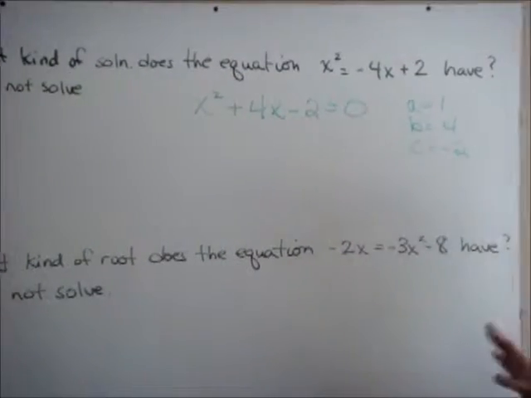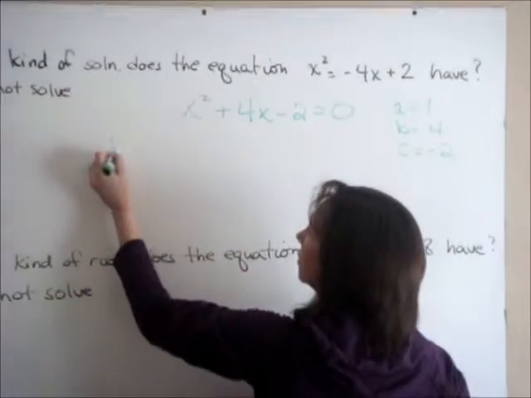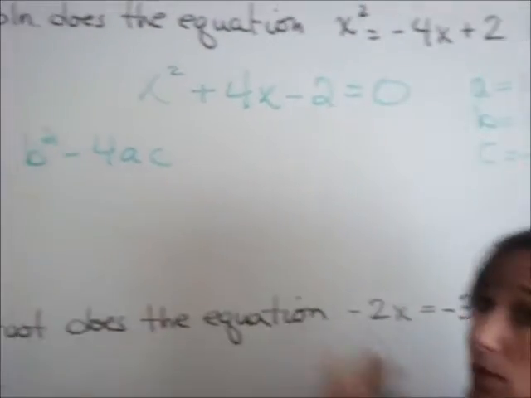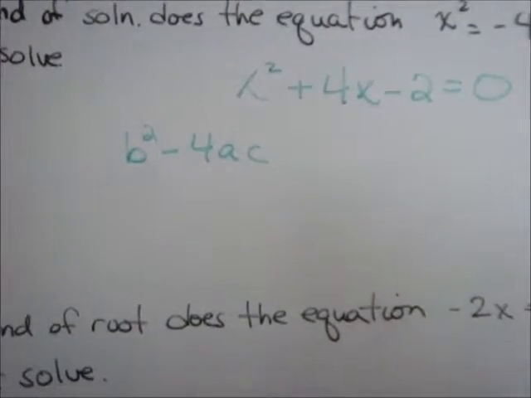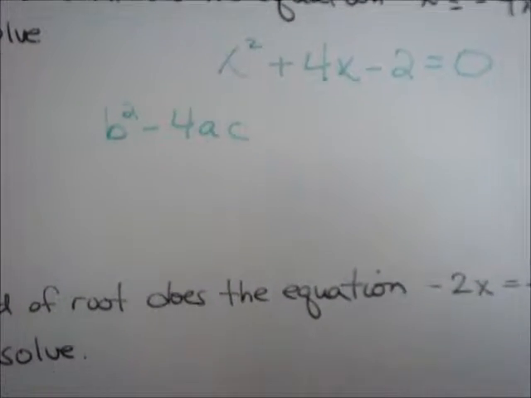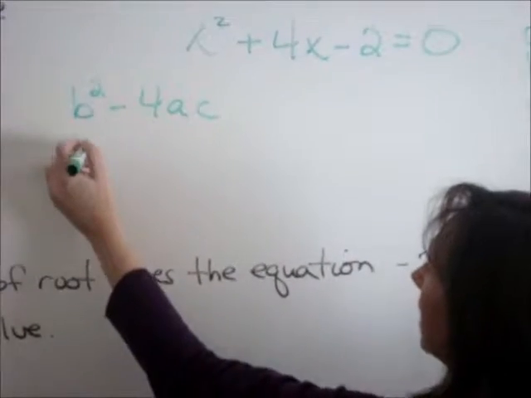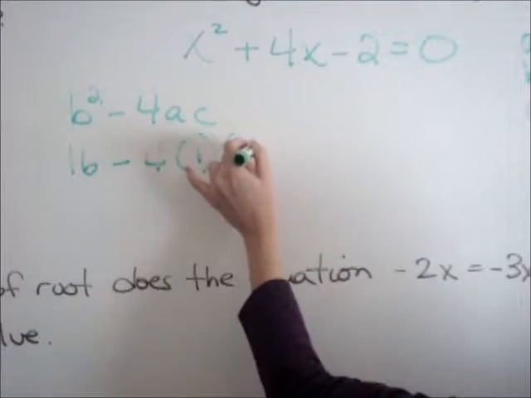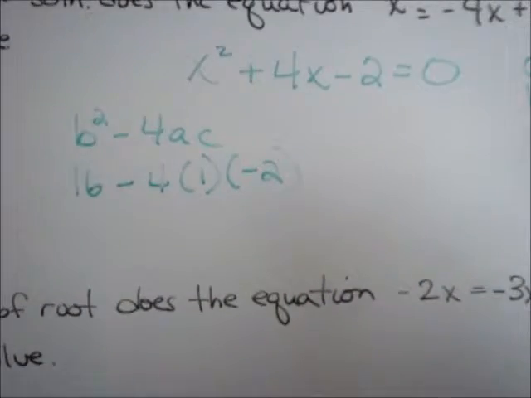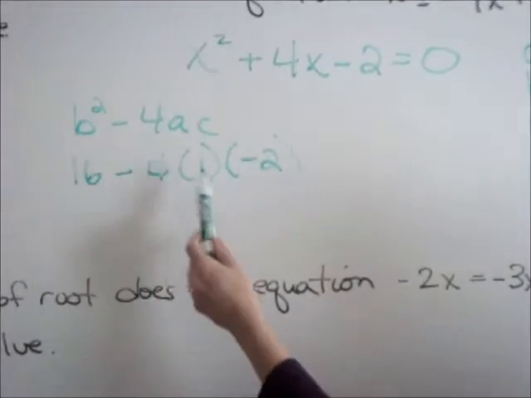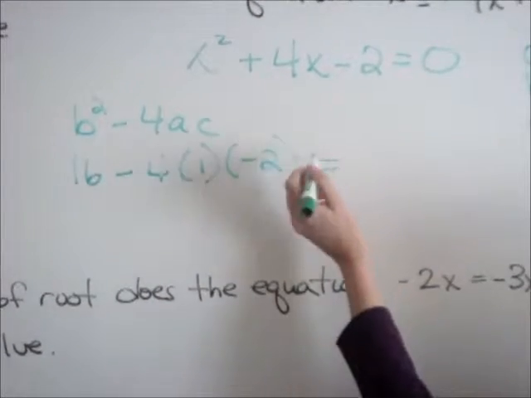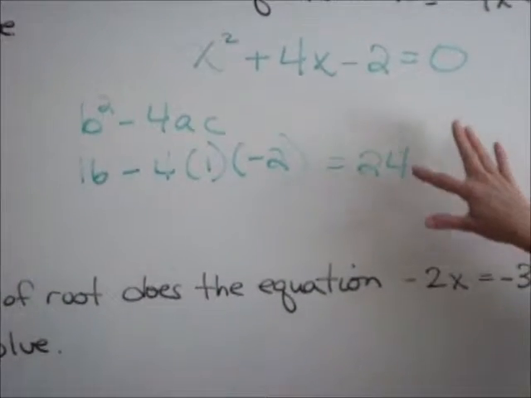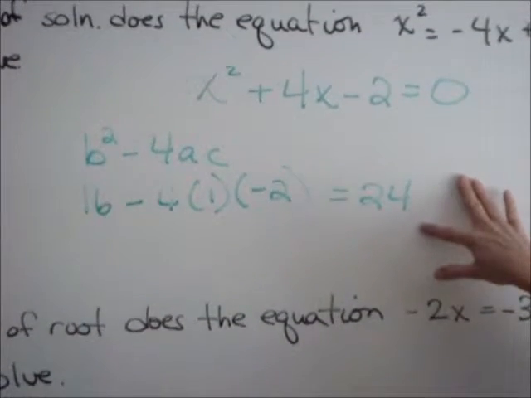And all we have to do is put it in our discriminant. Our discriminant is b squared minus 4ac. We're not going to solve it. We just need to determine what kind of solution we have. So we fill it in. We get 16 minus 4 times 1 times minus 2. And that's going to give us 16 plus 8, which is 24. So we got a positive number out of here.